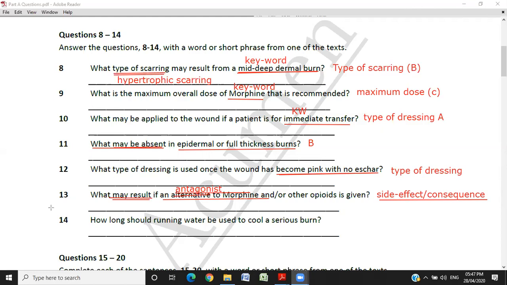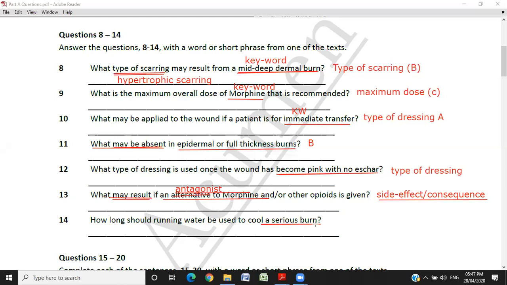Water be used to cool that, yeah. So that is not the keyword. With the water, I would not be able to find out the answer. My keyword is serious burn. The whole phrase. Okay.